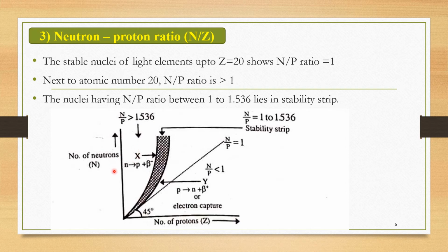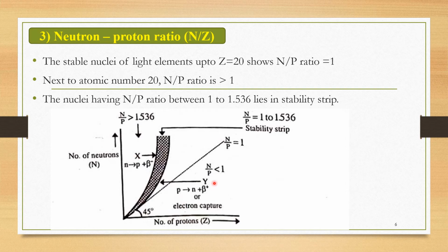In these nuclei, the neutrons get converted into protons with the emission of a beta particle. Because of this, the neutron-proton ratio, which was initially greater than 1.536, is converted to lie between 1 and 1.536. That's why this X enters the stability strip, and that's why this X becomes a stable nucleus.